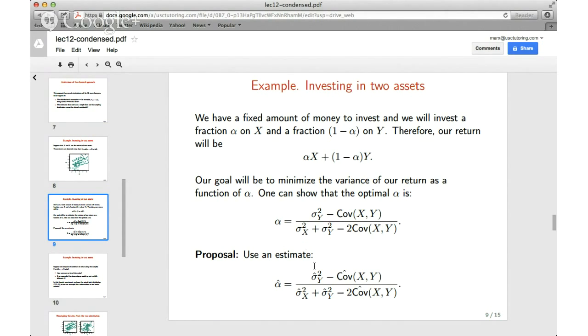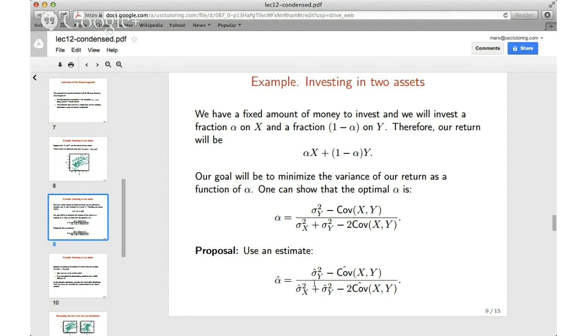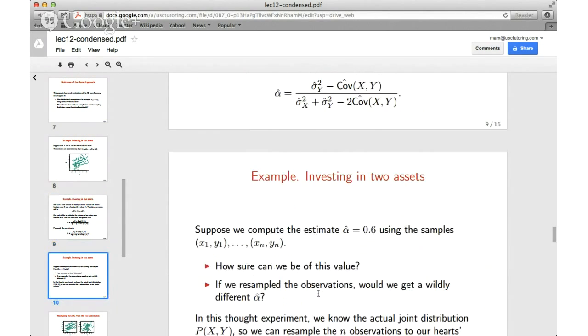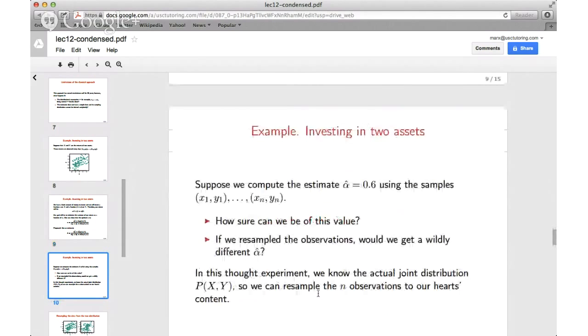Now, the proposal we have is to use an estimate. We're going to estimate the standard deviations. Now, investing in two assets, suppose we compute an alpha estimate of 0.5 using the samples. But once you have computed it, how sure can you be of it? I mean, you've just done one single execution. Can you be sure that this same scenario will happen 100 times? Do you have an assurance? You don't have that assurance.